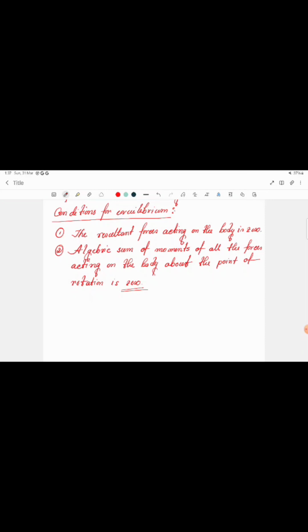So from this only we will get another thing, which is called the principle of moments. First of all, we will do all the theory parts from the chapters, and then in the last video I'll make the numericals, all the types of numericals which come in the board exams for class 10, CBSE, ICSE. That we'll keep at the last.